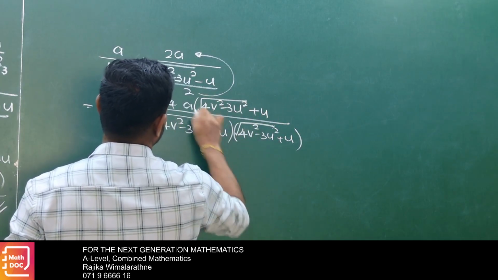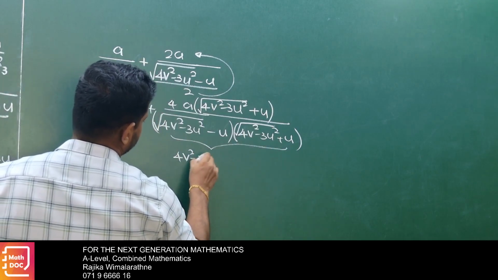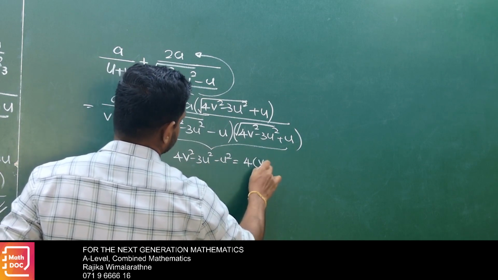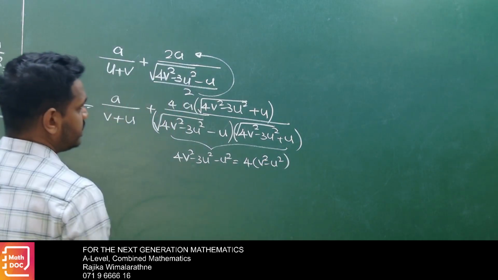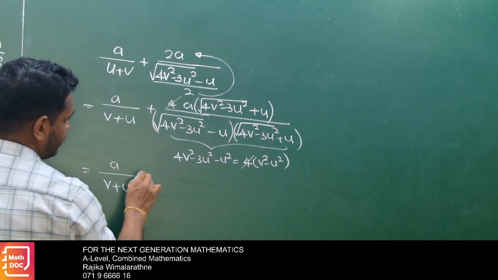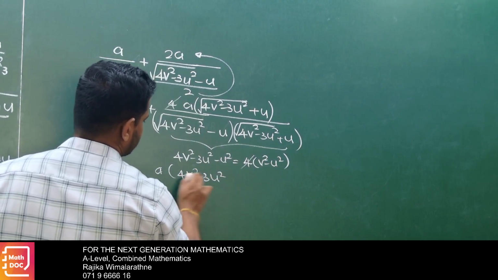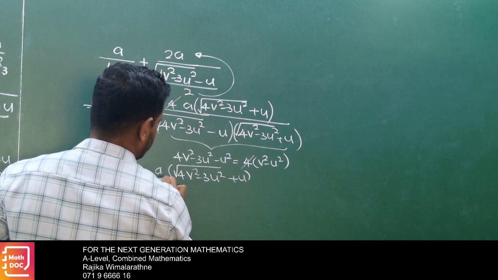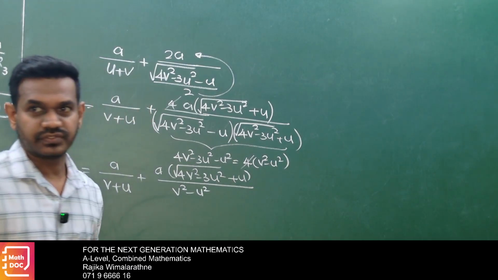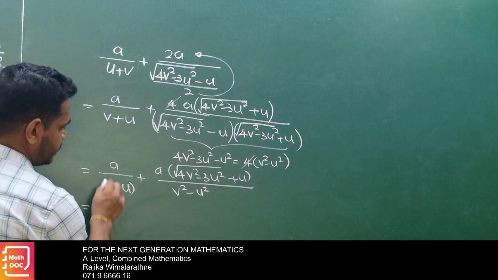Like this. Then here 4v square minus 3u square minus u square, that will be 4v square minus u square. Okay, then you can cancel with 4. Then the final one, a over v plus u, a times 4v square minus 3u square root plus u over v square minus u square. Then you multiply again by the conjugate v minus u.